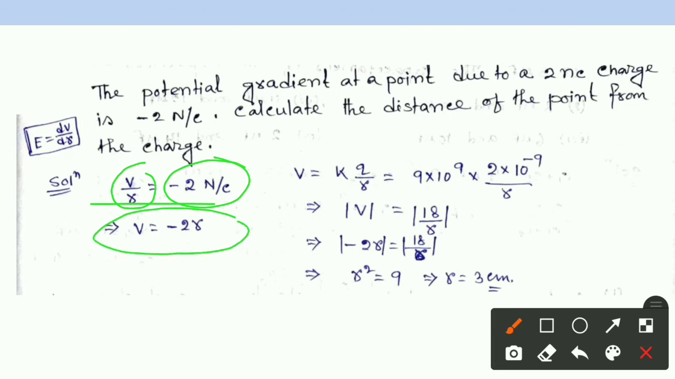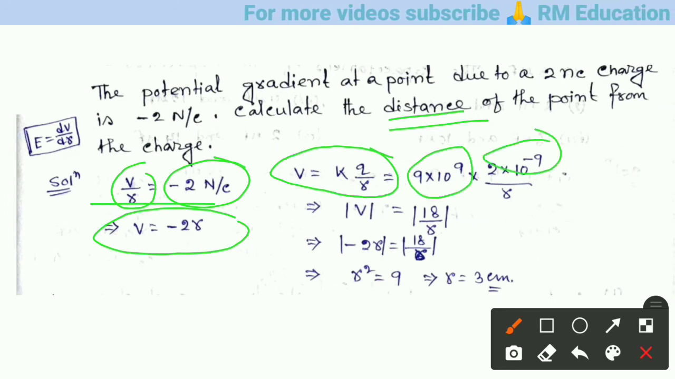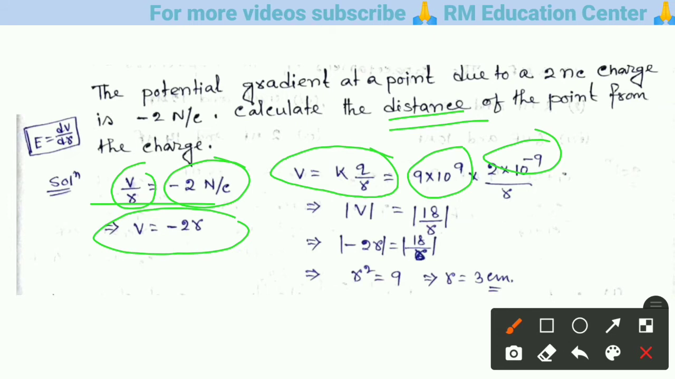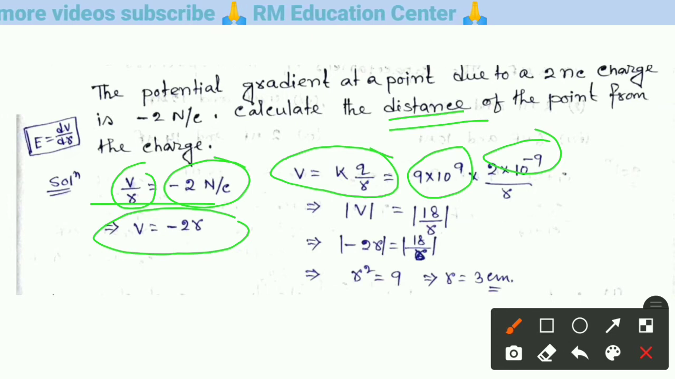What do we have to find out? We have to find out the distance of the point from the charge. Now we know potential V is equal to KQ by R. Now putting the values of K and Q, R is as it is. Now V is equal to 9 into 2, 18, and 10 to the power 9 and 10 to the power minus 9 cancel, divided by R.